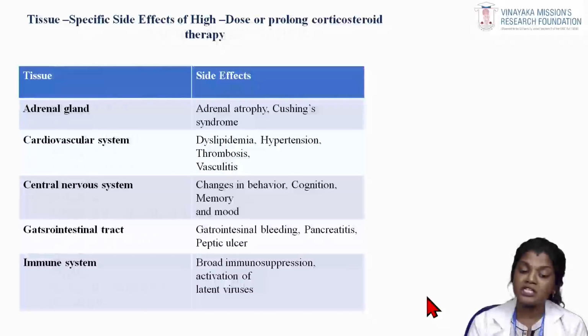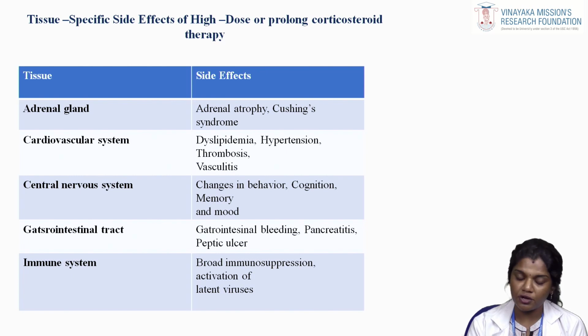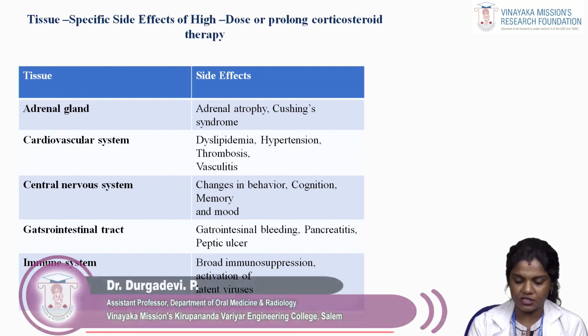There are also some tissue specific side effects of high dose or prolonged corticosteroid therapy. In case of the adrenal gland, it causes adrenal atrophy and Cushing syndrome. When coming to the cardiovascular system, it may result in hypertension, thrombosis and vasculitis. In the central nervous system, it may result in changes in behavior, cognition, memory and mood. In the GI tract, gastrointestinal bleeding, pancreatitis and peptic ulcer. In the immune system, corticosteroid causes broad immunosuppression and activation of latent viruses.